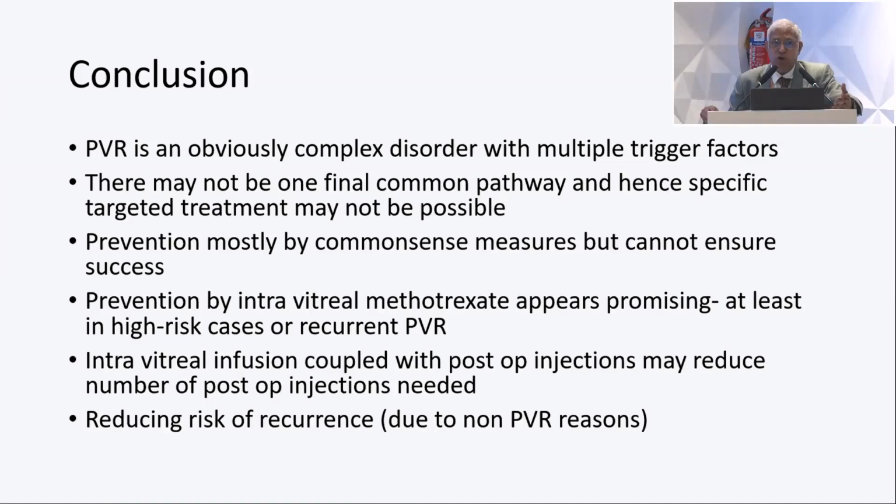So even if you don't want to use it for routine cases, use it in high-risk cases or with recurrent PVRs. Intravitreal infusion coupled with postoperative injection may reduce the number of postoperative injections needed. So during surgery, you infuse with methotrexate, and maybe you can reduce the number of injections, but this is still not finalized as to how many injections are required. Reducing the risk of recurrence at the primary surgery, not due to PVR but other reasons, could go a long way in reducing the risk of PVR.